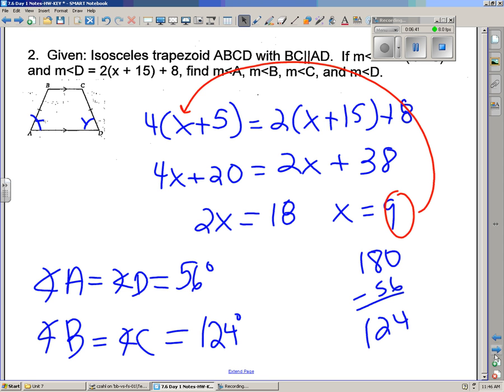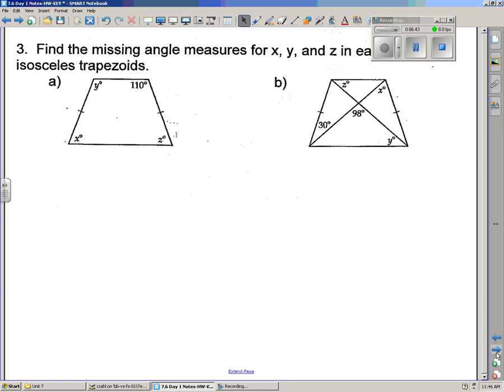All right, let's try the next two. Find the missing angles for x, y, and z in each of the trapezoids. Well, isosceles trapezoid here, then we should automatically know that y has to be 110, and then x and z are the supplements of 110. So x, which equals z, is going to end up being 70 degrees. Pretty easy.